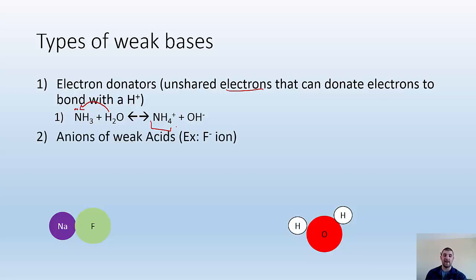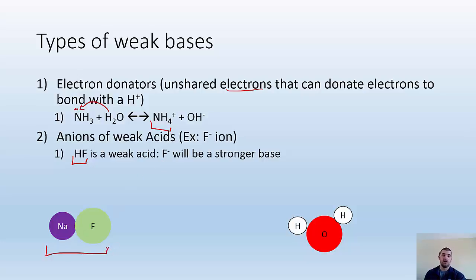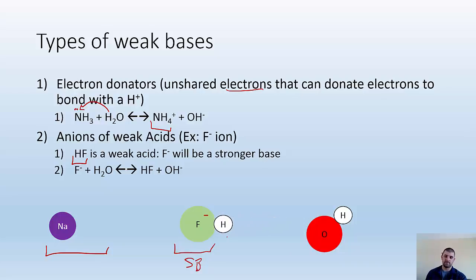All right, they can also be anions of weak acids. So, for example, HF is a weak acid, which means that F minus will be a stronger base. So let's say I had a salt like sodium fluoride and I added it to water. Well, what's going to happen is the sodium and the fluoride are going to break apart. Right now I got this fluoride ion, and that fluoride ion is the conjugate of a weak acid, meaning that it is a strong base. And it will steal a hydrogen from the water to make HF. So those are two types of weak bases.